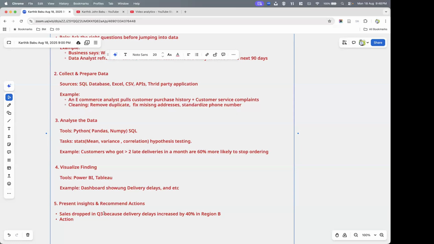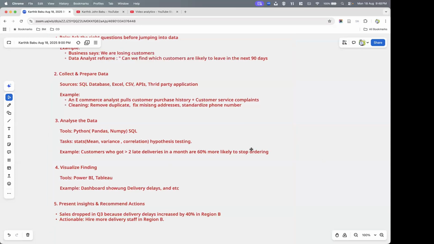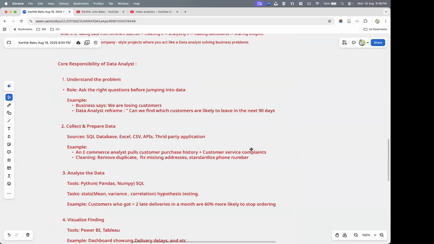It is saying sales dropped in Q3, quarter 3, because delivery delays increased by 40% in region B, and you are also giving them an actionable item, that is, hire more delivery staff in region B. You are not only identifying a problem, you are also trying to solve the problem with an actionable item. So these are the core responsibilities of a data analyst.